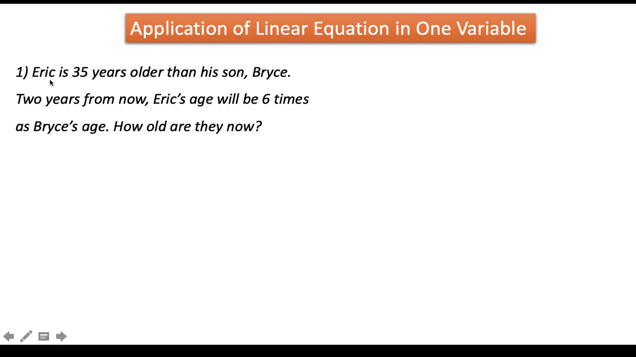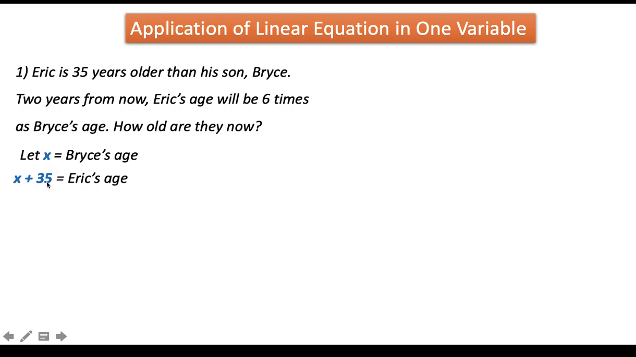In our first sentence, Eric is 35 years older than his son Bryce. Therefore, Eric's age is dependent on Bryce's age. So we will start by representing Bryce's age. Let x be Bryce's age. Then Eric's age is x plus 35. Why? Because Eric is 35 years older. So it means that it is Bryce's age plus 35.